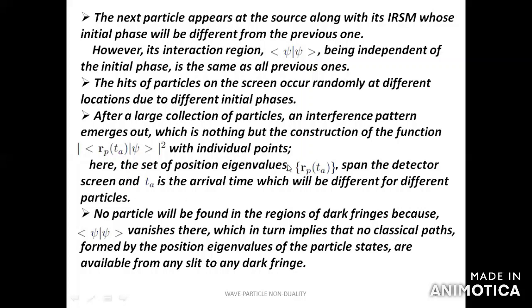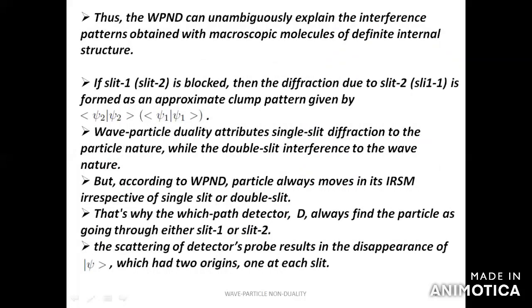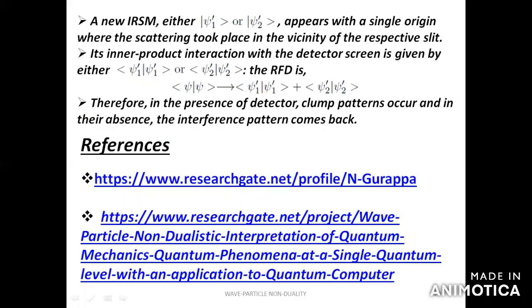I think that is okay. That is all I explained. Suppose you block slit one, then you will see only this one on the screen, through slit two. If slit two is blocked, this is the one you can see on the screen. If both are open, you will see the interference pattern. Okay, all these things I explained.